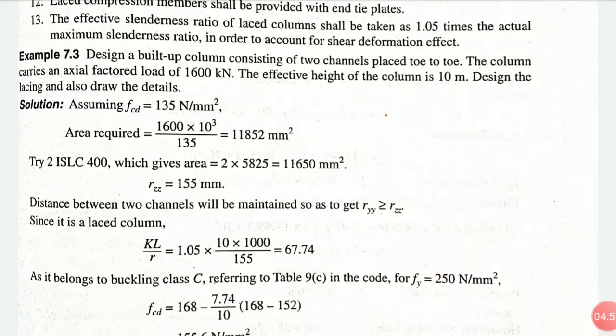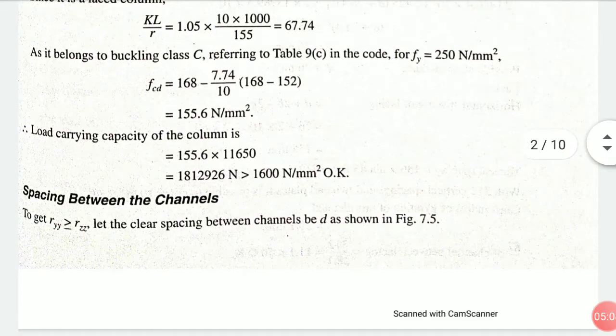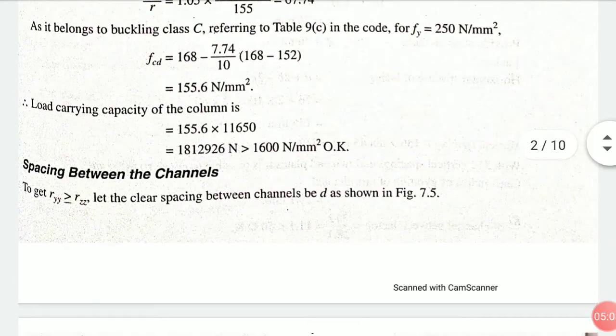In the problem they have given 1600 kilonewtons. The total area of the section has to carry 1600 kilonewtons, and here it is carrying 1812 kilonewtons. Okay, now keep in mind 1600 newton per mm square written here is wrong. Okay, you correct it. Of both the axes shall be equated.